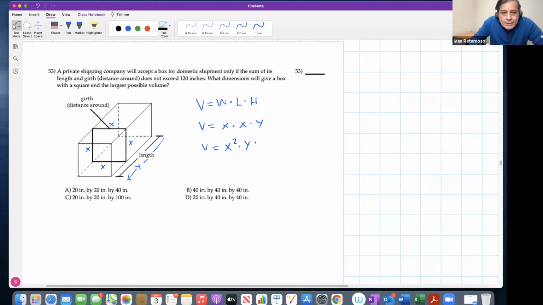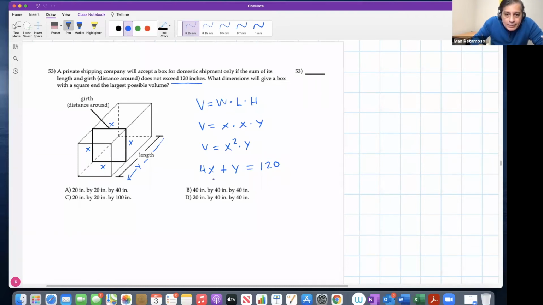Now, we have a constraint. They say, no matter how you design this box for the shipment, you're supposed to utilize 120 inches for the sum of the girth and the length, because otherwise they will not ship it. The girth, the distance around here, plus this length, is x plus x plus x plus x, 4x, plus the length y, and that should be equal to 120 inches. So, objective function, constraint.